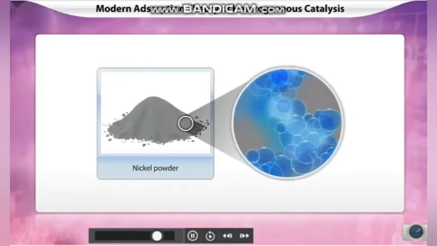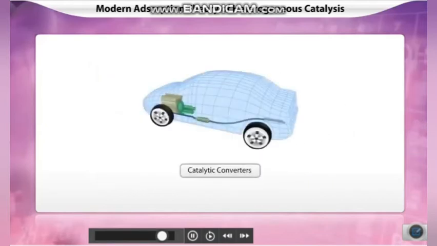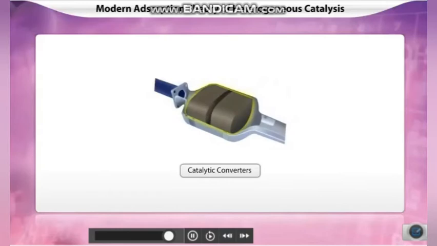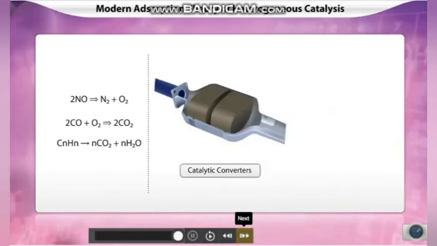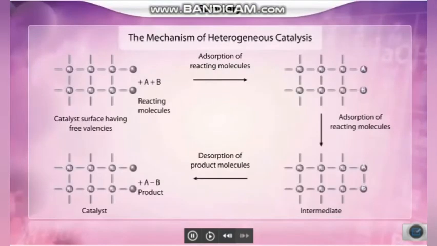The effectiveness of a catalyst can be enhanced by increasing the number of free valencies. This is done by using it in the form of a very fine powder. The same principle is used in catalytic converters. Nano-sized particles of catalysts such as platinum, rhodium or palladium are coated on honeycomb-like ceramic structures. The exhaust fumes contain obnoxious gases such as oxides of nitrogen, carbon monoxide, and unburnt volatile hydrocarbons. These pass over the finely divided catalyst and get converted into harmless gases such as water vapor, nitrogen, and carbon dioxide. Let us summarize what we have learned in this module.